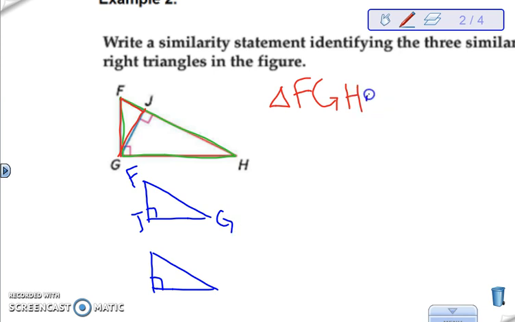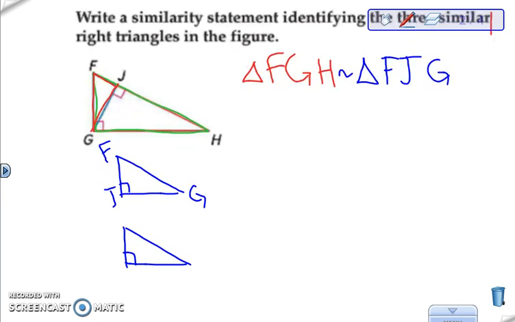So when I do my similarity statement, I'm going to follow the same order. So F needs to come first. I did the right angle next, so that's got to be J. And then finally, the only letter I haven't written yet is G.